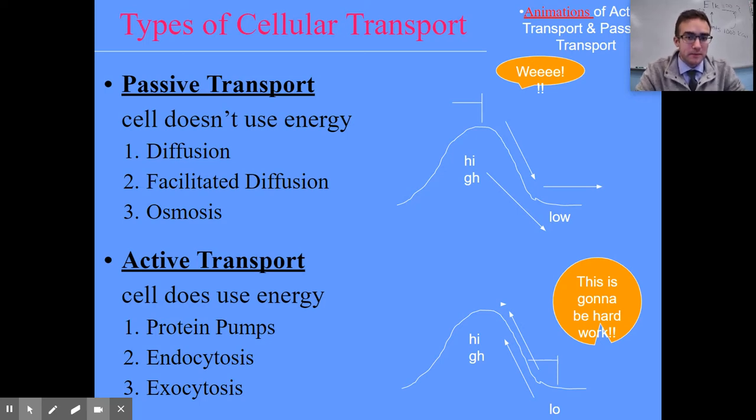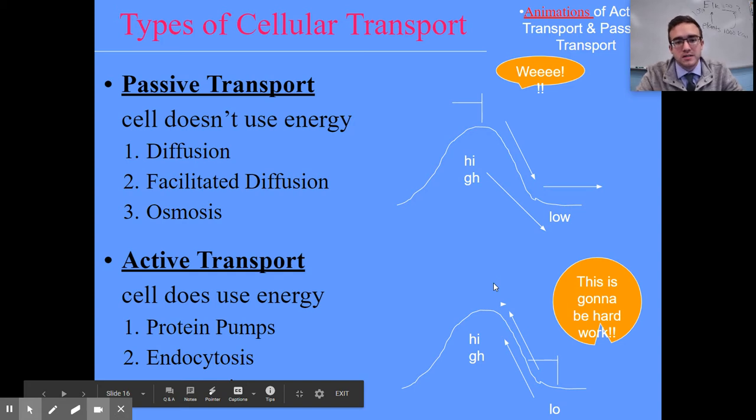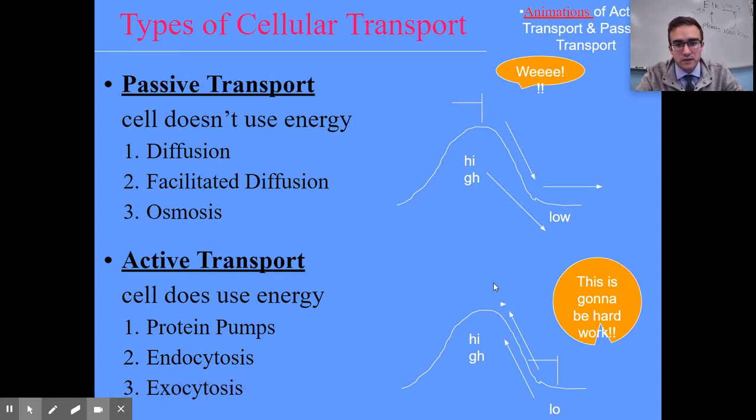So, we've just wrapped up talking about diffusion and facilitated diffusion, two of the ways things can get into and outside the cell. Today, we're going to be talking about the third type of passive transport, ways things can get in and out of the cell, and that's osmosis. So, osmosis is a type of diffusion, but there's some little tricks with it.